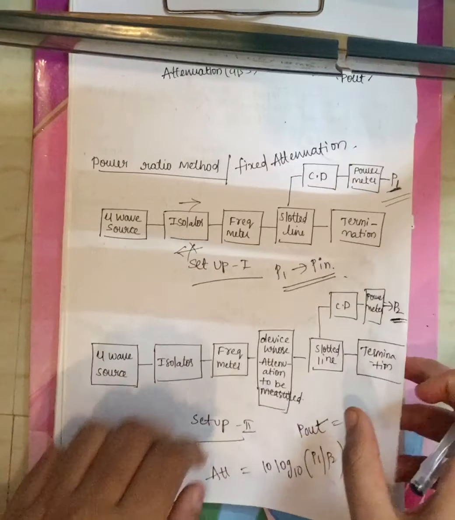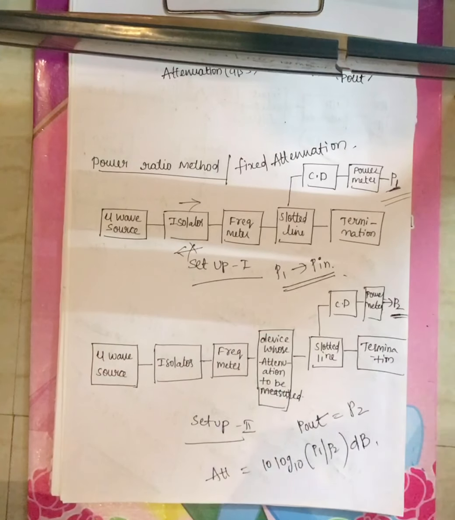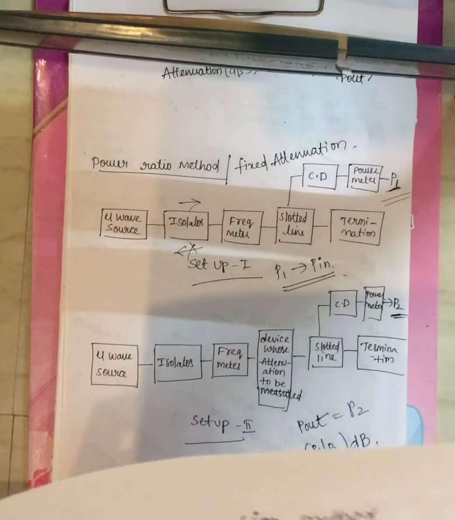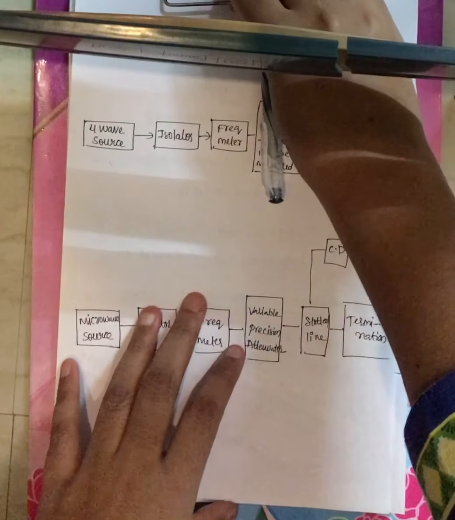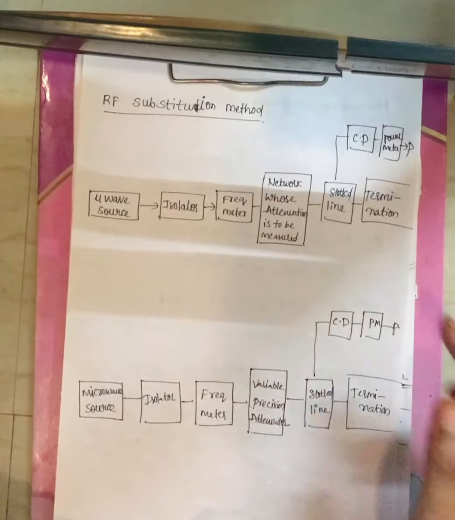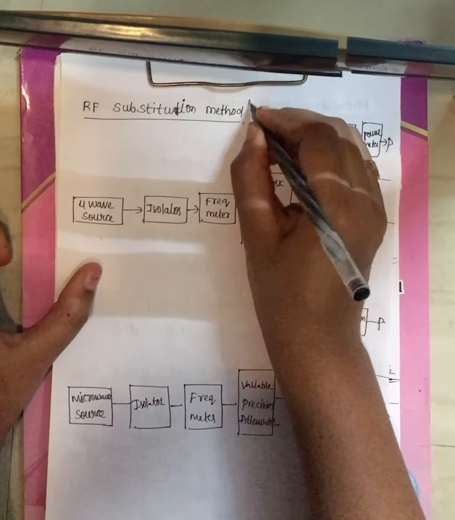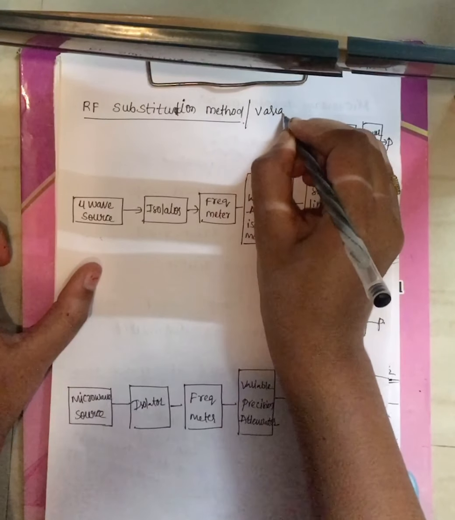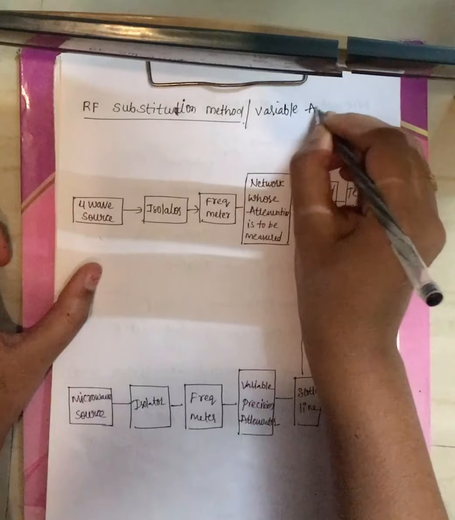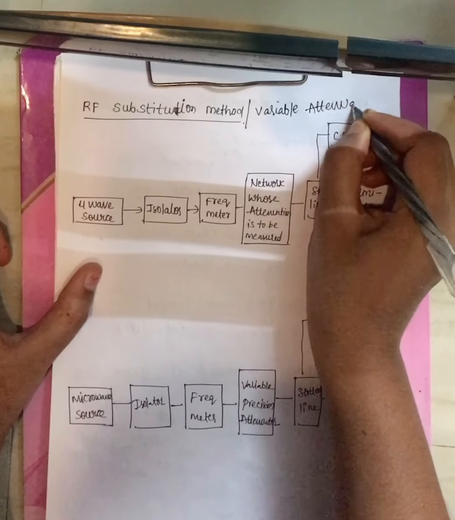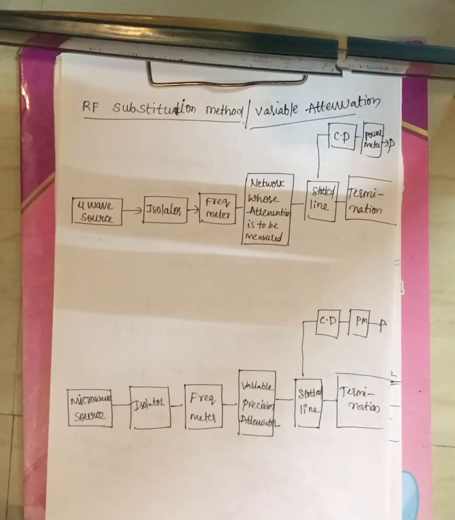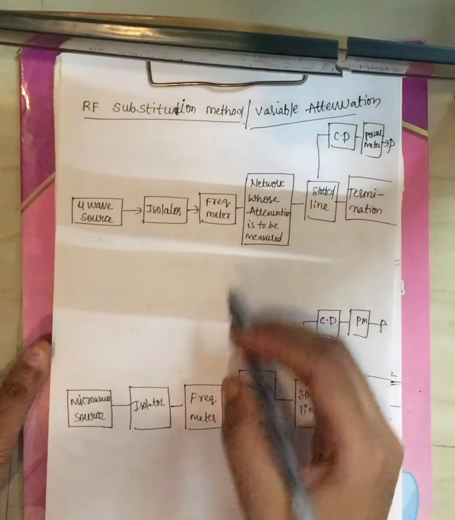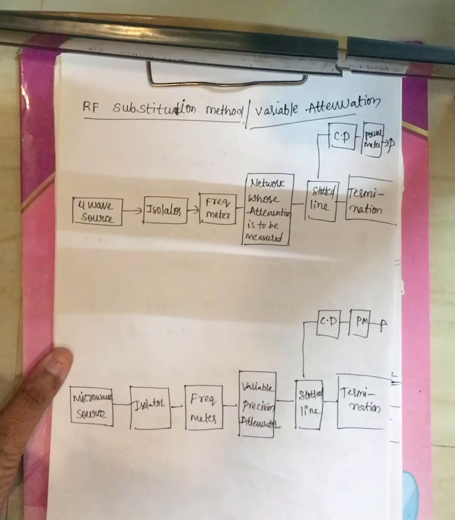Now let us see the next attenuation measurement, that is variable attenuation measurement or RF substitution method. RF substitution method or variable attenuation measurement, both are the same. Fixed attenuation or power ratio method, and similarly RF substitution method or variable attenuation, both are the same. Now if you see here, it also contains two methods.